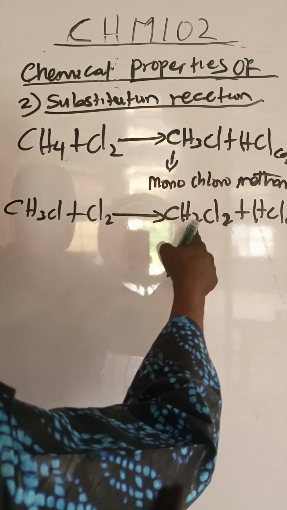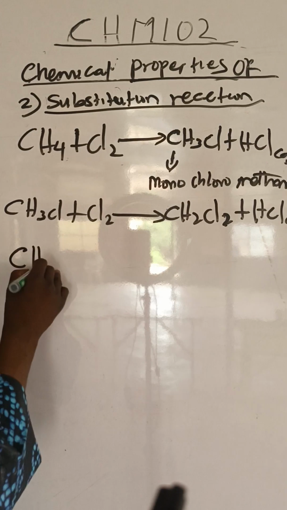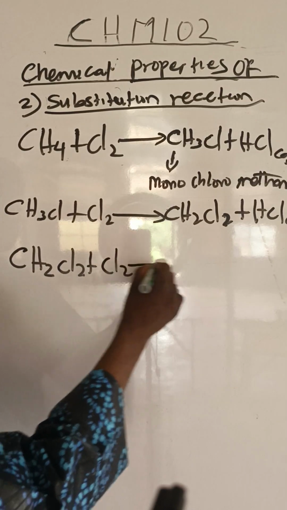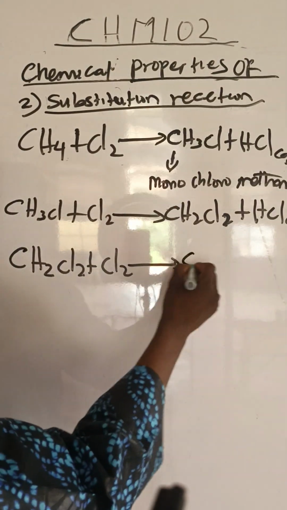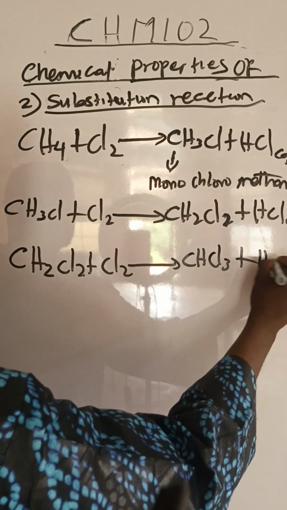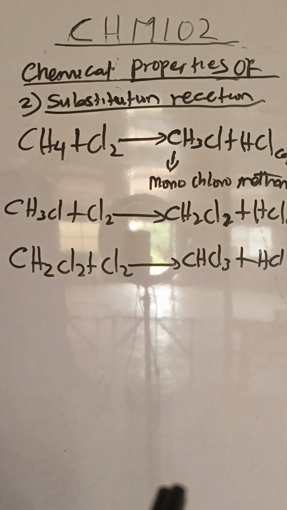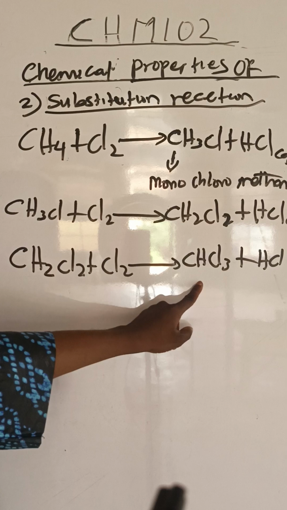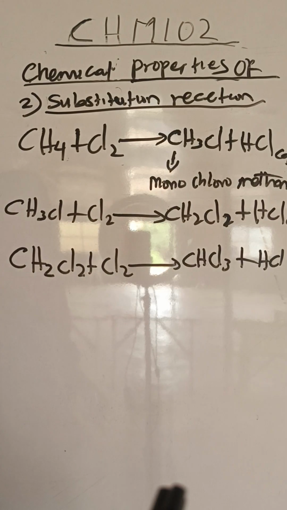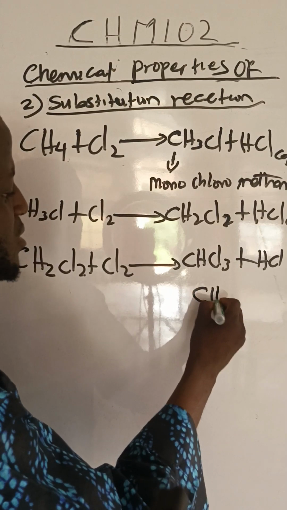Dichloromethane. Take this again to undergo further reaction. That will be CH2Cl2 plus Cl2 again. So what do we have? It will give us CHCl3 plus HCl. You now call this one trichloromethane, or you call it chloroform.